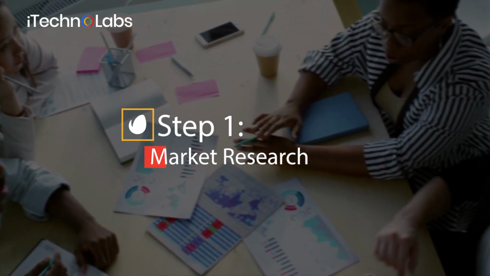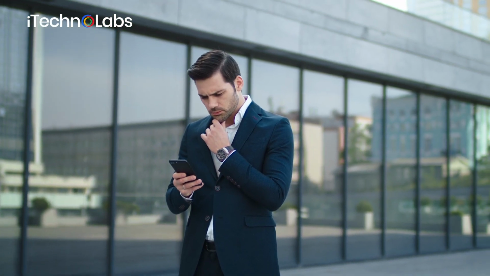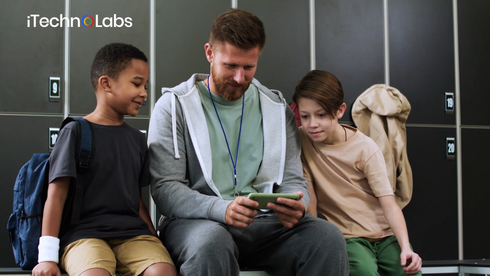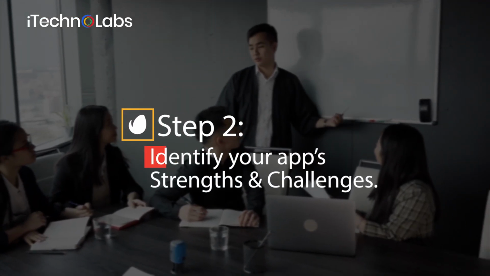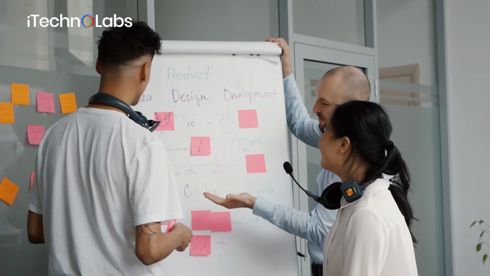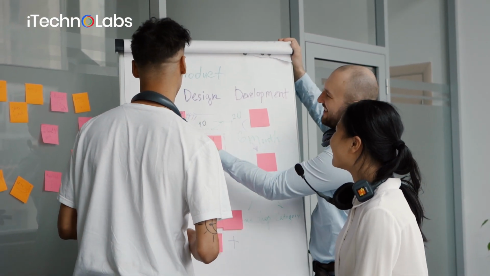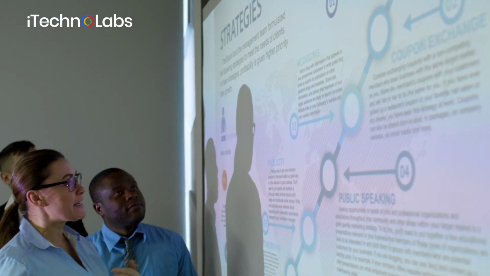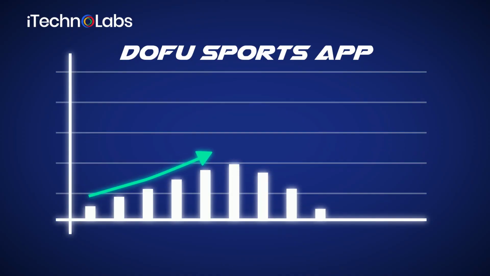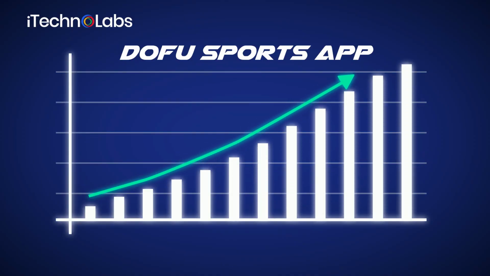Step 1. Market research. Explore the sports app market, understand what users like, and check out other apps. Step 2. Understand your app's strengths and challenges. Identify what your app excels at and where it might face challenges. Use this insight to position your app effectively, drawing inspiration from the success of Dofu Sports App.